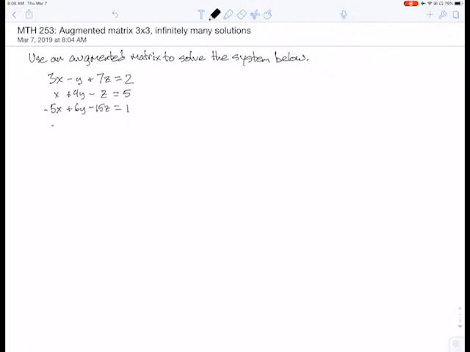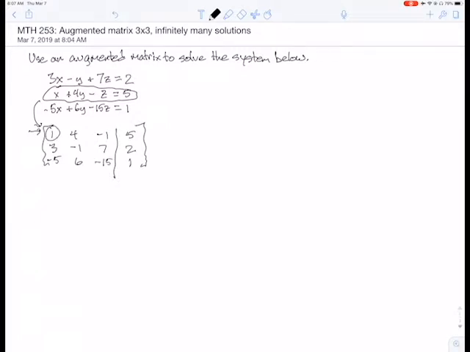So to write the augmented matrix, I actually know that in this upper left-hand corner, I would love to have a 1 so that I can pivot easily. And I'm noticing the second equation starts out with a 1 as the x coefficient. So I'm going to write that one first: 1, 4, minus 1, 5. And then the current first equation, I'm going to put that second: 3, minus 1, 7, and 2. And then finally I have minus 5, 6, minus 15, and 1.